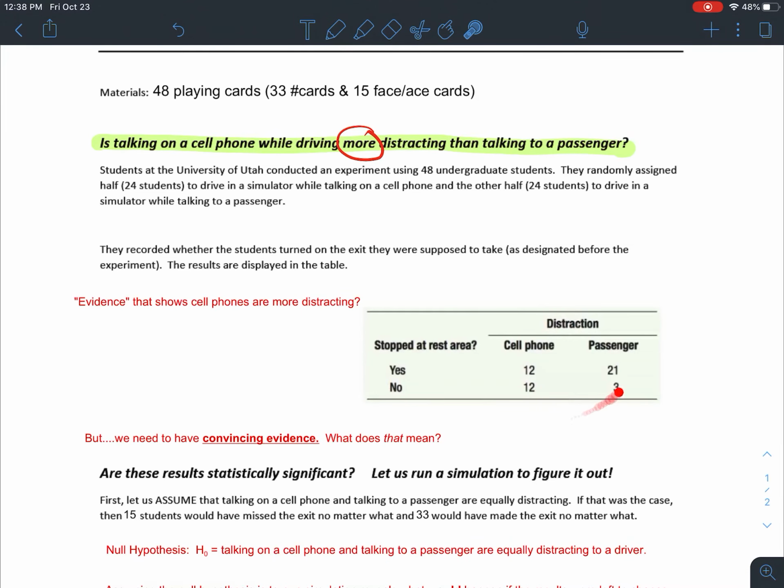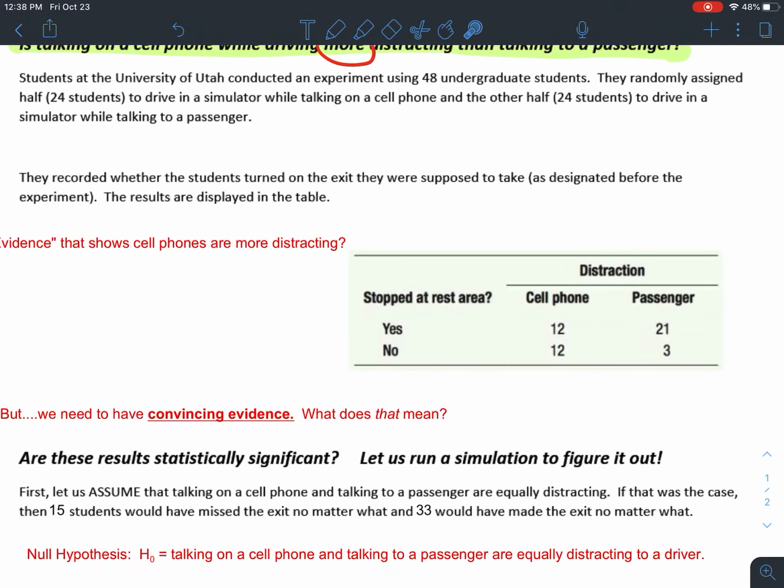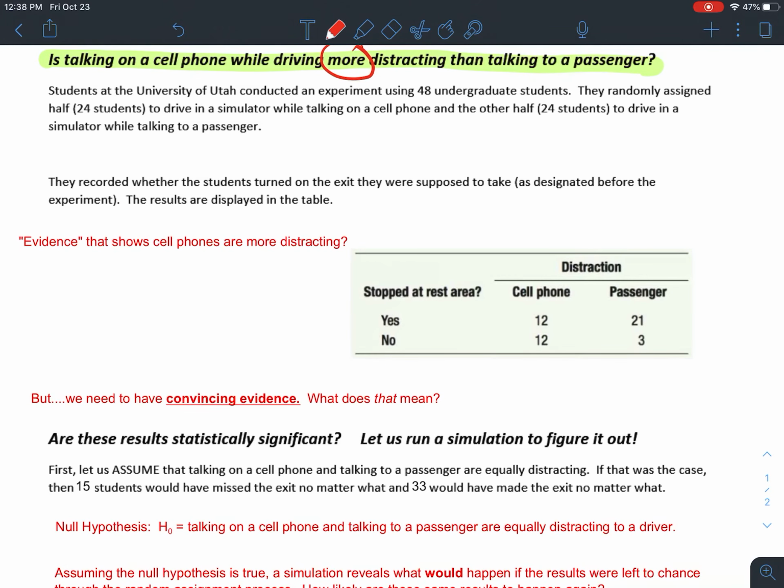Okay, and they were told which exit that was before the experiment started. Okay, now here's what the results are in this table. You can see the table's kind of displaying here for us a couple of things. The columns are your treatment groups.